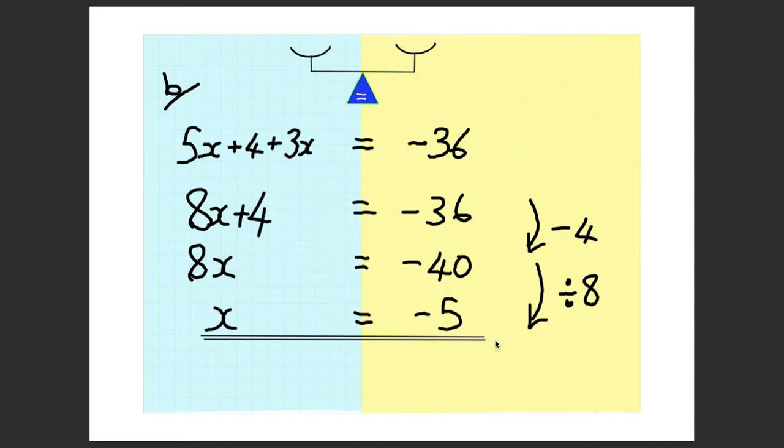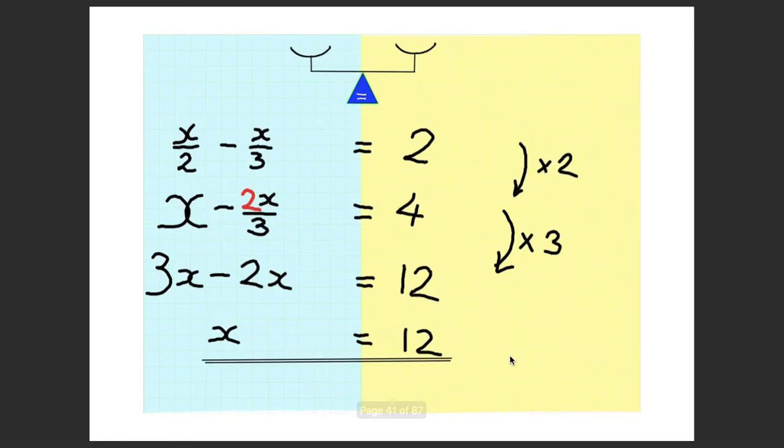Here's another one that's a bit like that. You can just pause the screen, jot it down. If you didn't understand any of the steps, then do get in touch with me. Here's another one. It's got two fractions in it.